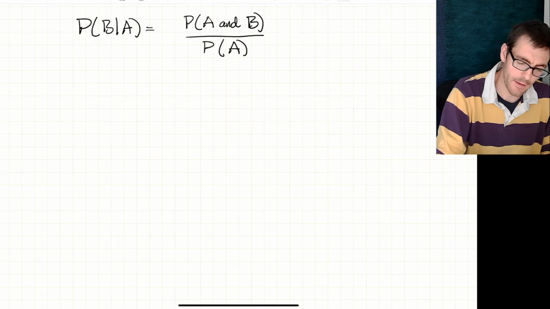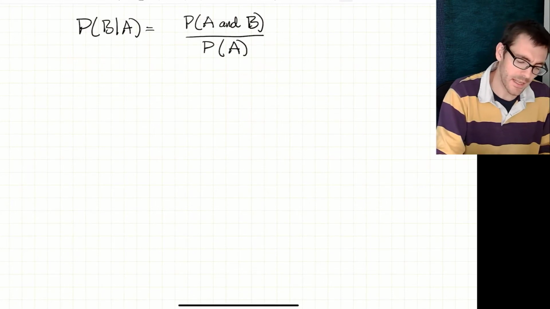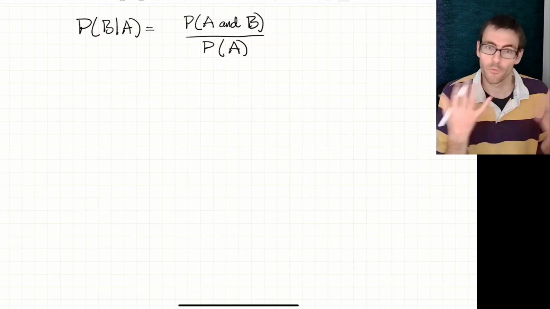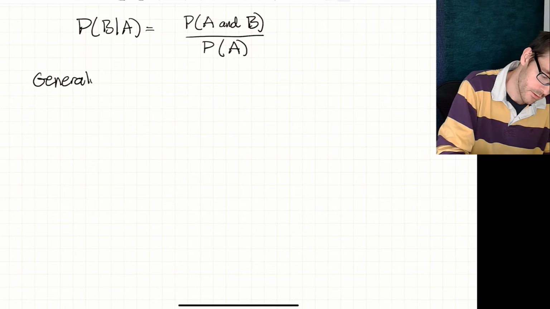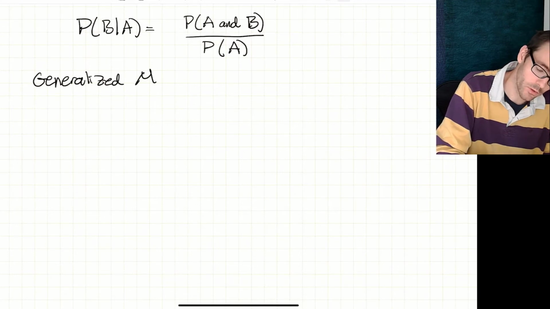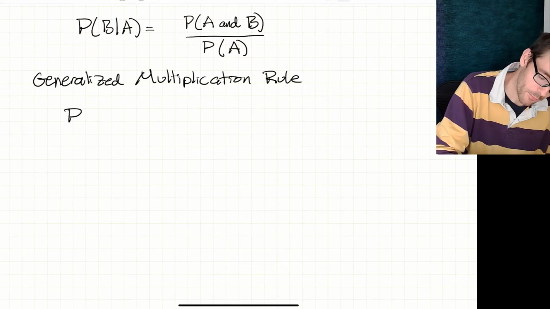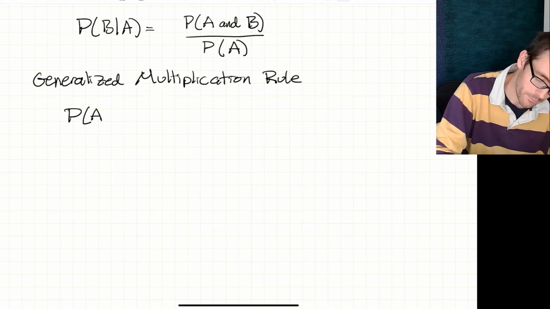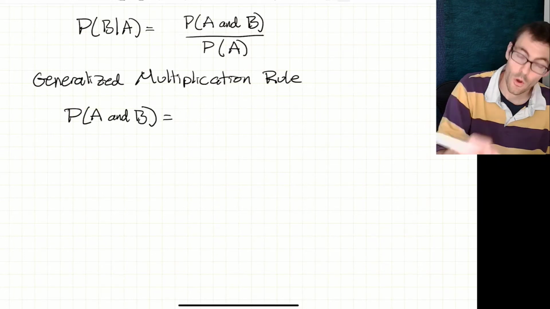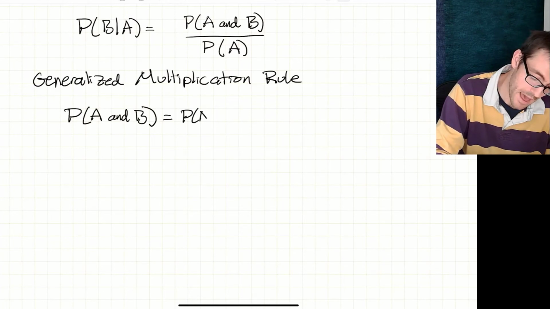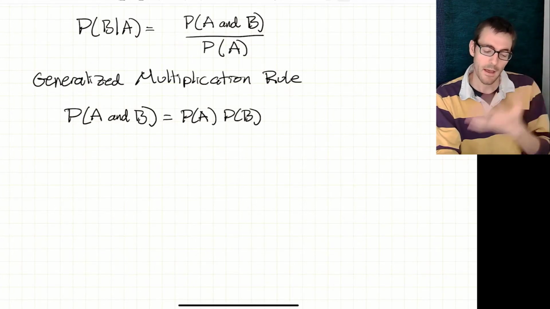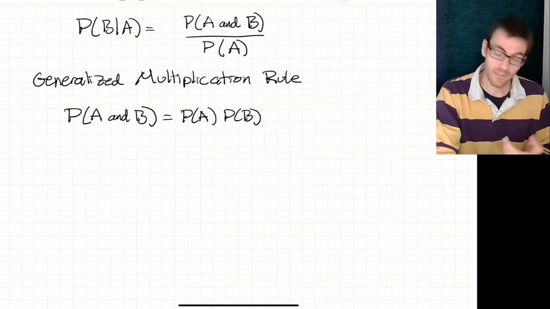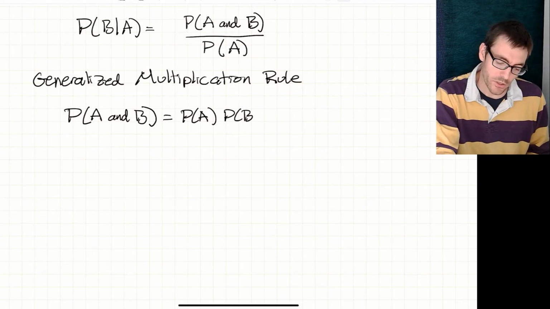So this equation that I've now mentioned a couple times actually lends itself to some rearranging. This gives us the generalized multiplication rule. Remember, I had previously said that for the probability of two events occurring, A and B, we're just going to multiply P of A times P of B. And there was a condition, and that was that A and B are independent. Well, now we've defined independent, and we can generalize this a little bit.